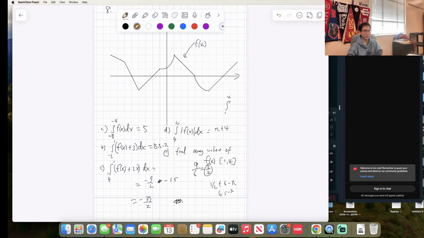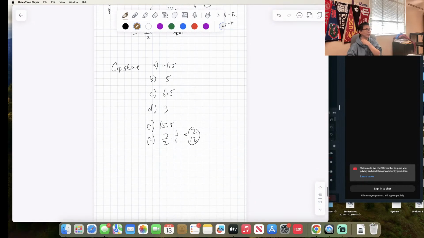Alright, so I'm gonna go ahead and talk about the capstone question. I personally like the capstone question. It has a little bit of a mixture of graphing understanding and an additive interval question. The A is -1.5, B is 5, C is 6.5, D is 3, E is 15.5, F is 7/12.